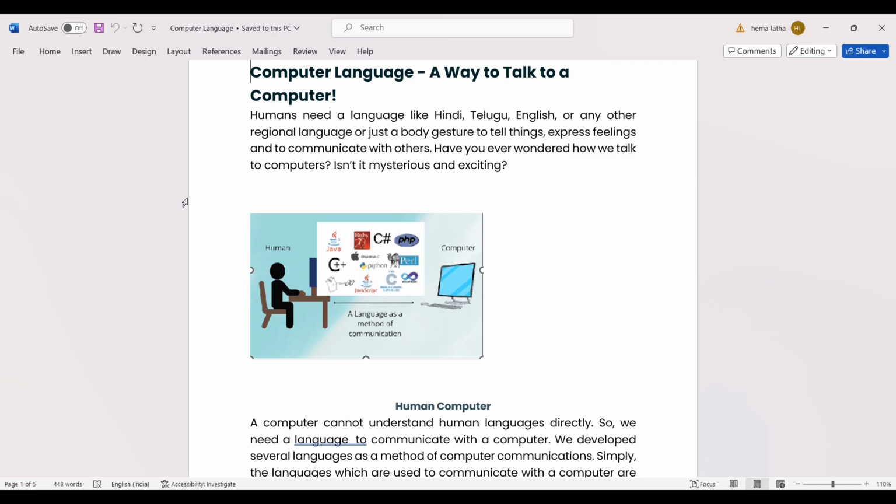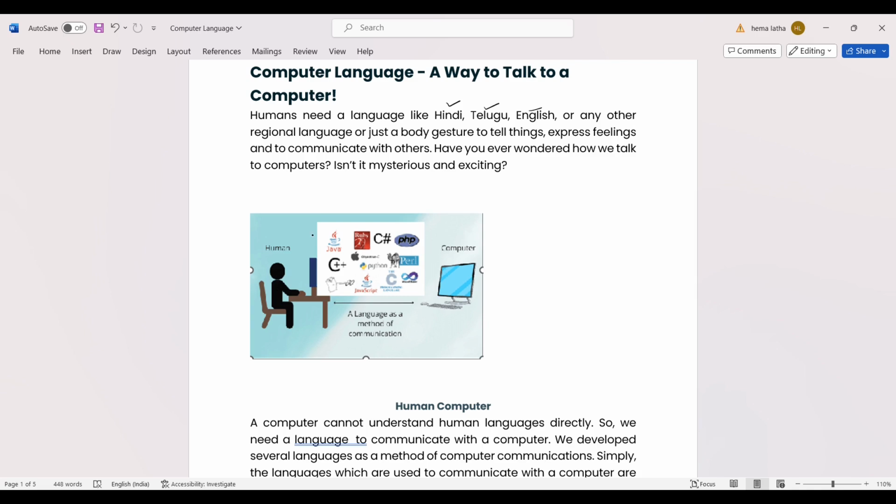Dear students, in this video I am going to explain computer language. That means how we can talk with the computer. So we need certain languages. If two human beings meet together, definitely they will communicate with each other by using a language. It may be Hindi, Telugu, English, or any other regional language. To express their feelings, they will use language to communicate with others.